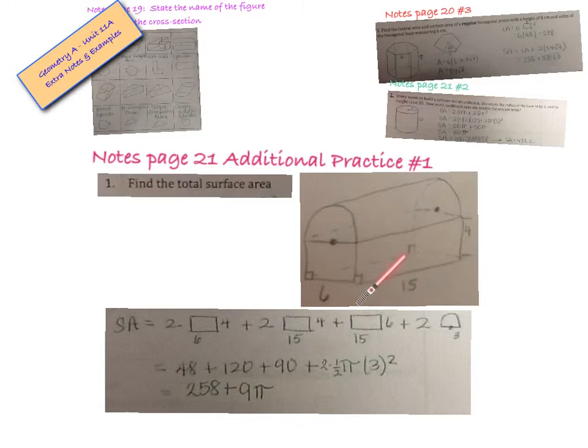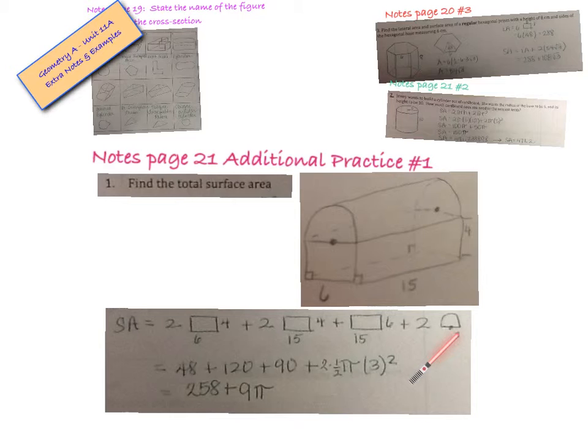And then I have 2 rectangles. Let's suppose it's this one that's on the front here, and then the one behind it over here that has an area of 15 by 4 each. And then I have the bottom 15 by 6. And then in addition to that, I have 2 half circles that are here on the ends that I need to make sure that I add in.